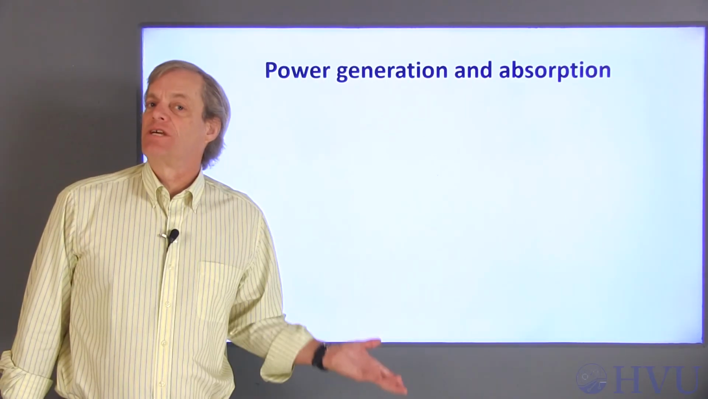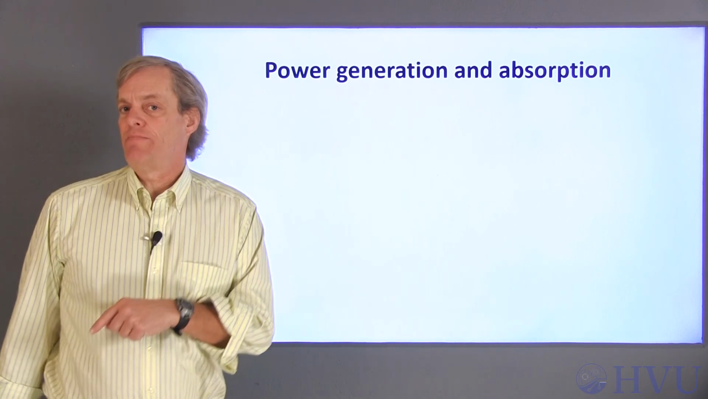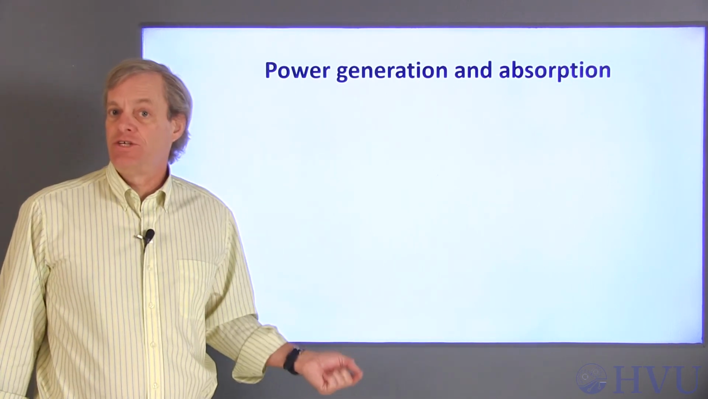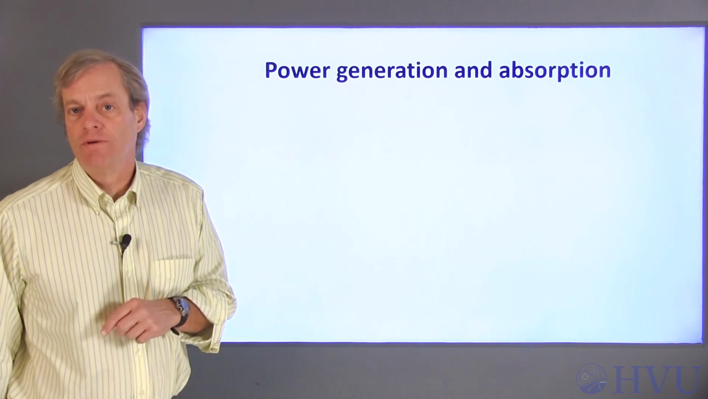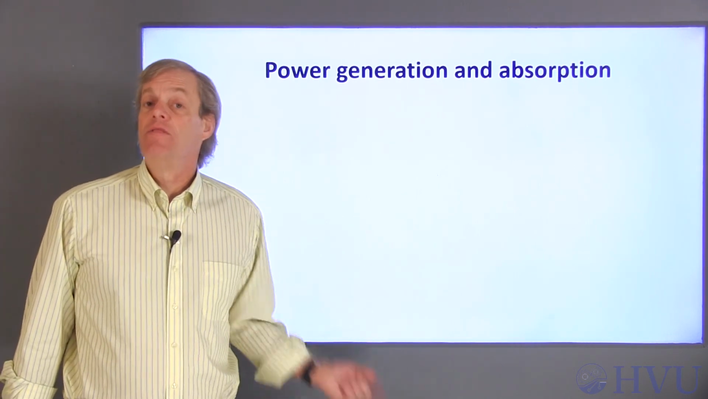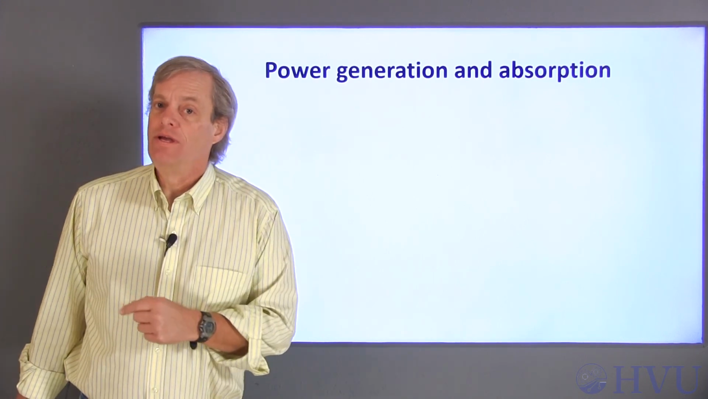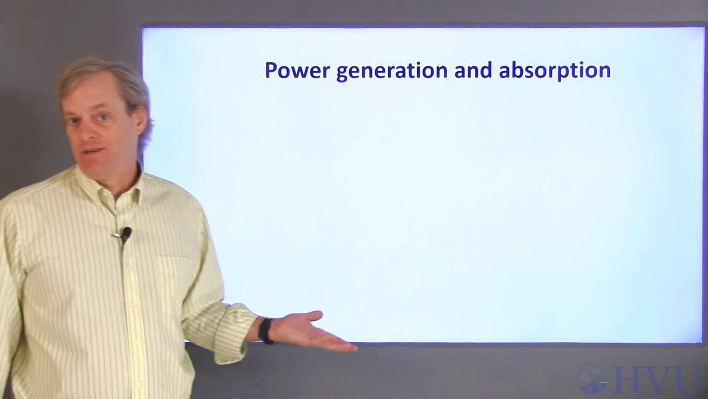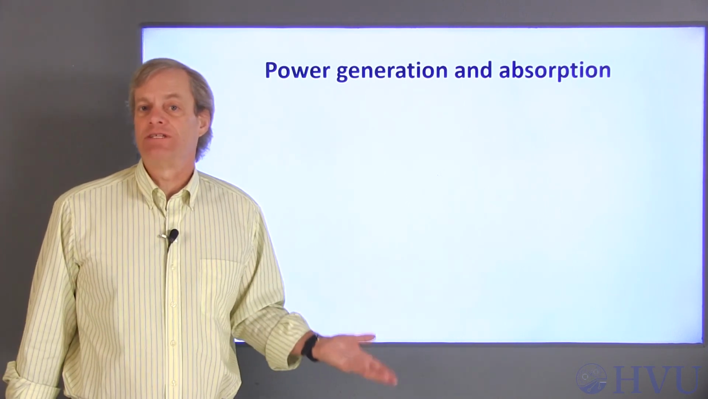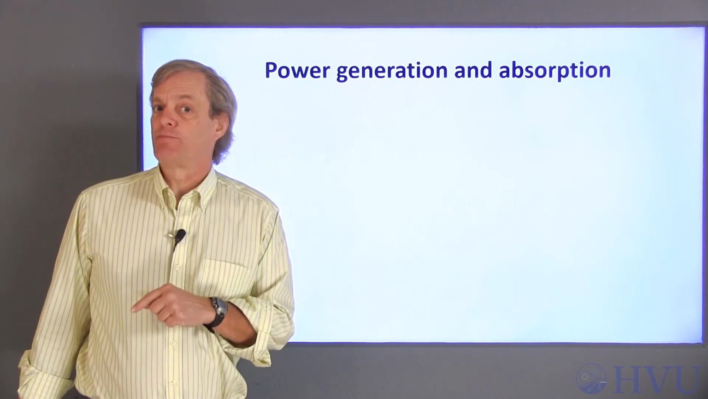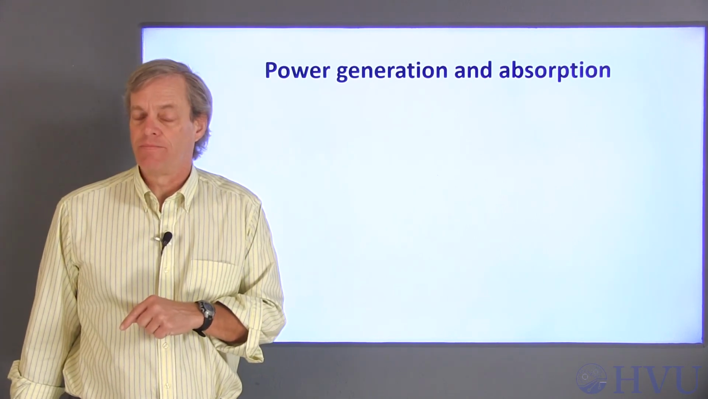Electrical circuit elements can either absorb or generate power. If an element absorbs power, it's converting electrical energy to some non-electrical form. Resistors, for example, convert electrical energy to heat. They always absorb power. If an element generates power, it's converting non-electrical energy to electricity. A battery, for example, will typically generate power by performing a chemical reaction to provide electrical energy to a circuit.